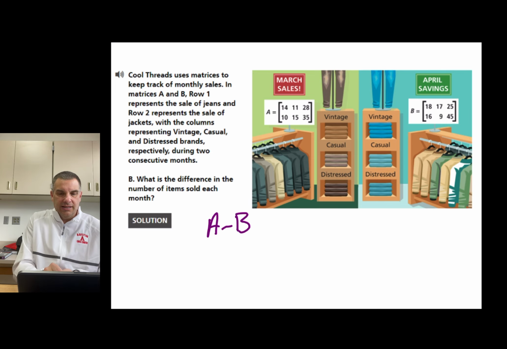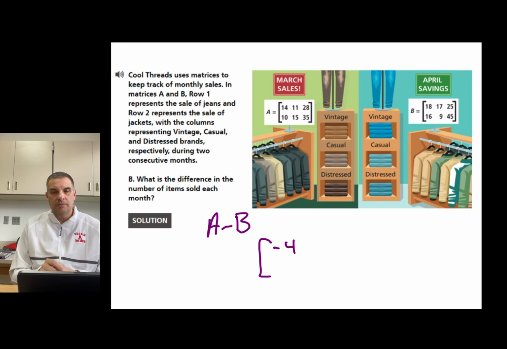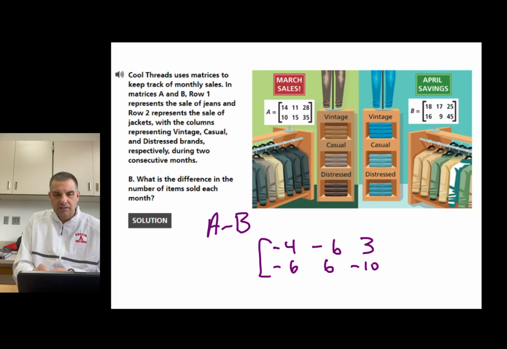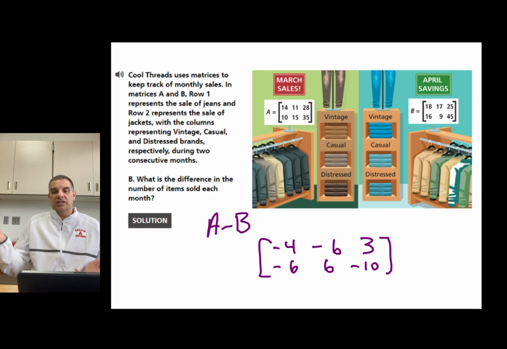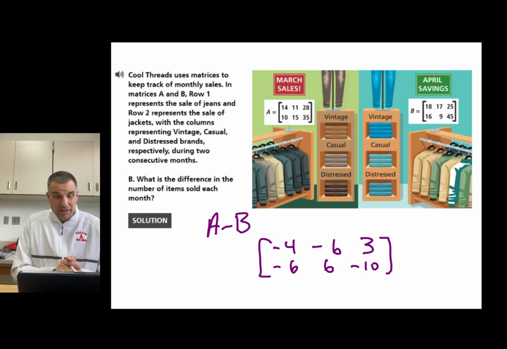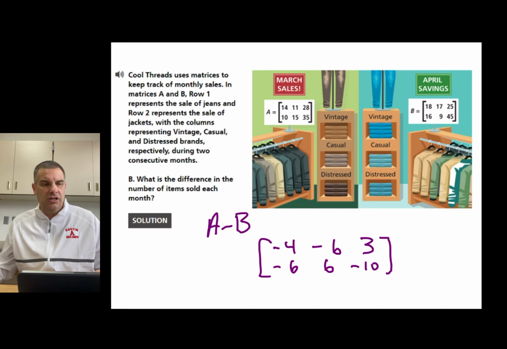So 14 minus 18 is negative 4. 11 minus 17 is negative 6. 28 minus 25 is 3. 10 minus 16 is negative 6. 15 minus 9 is 6. And 35 minus 45 is negative 10. So this is the difference between March sales and April sales. We sold 4 more in April than we did in March. Just subtract the elements that match up with each other.